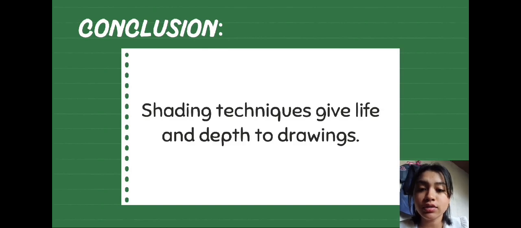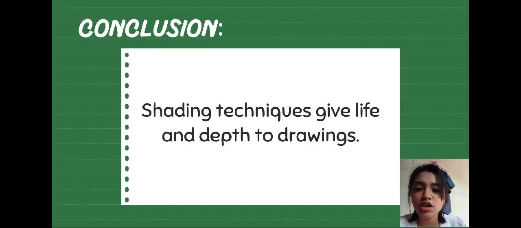In conclusion, shading techniques give light and depth to drawings. So to conclude, shading is very important because it makes our drawings look real and 3D. So those are the types of shading: hatching, cross-hatching, stippling, blending, scumbling, and contour shading. Each one is useful and you can mix them together to make your art look even cooler. So that's all for my topic.